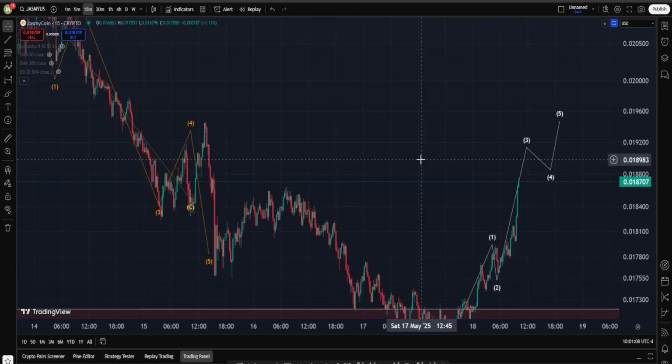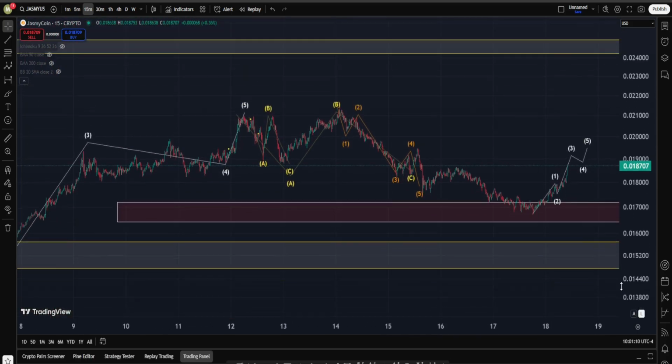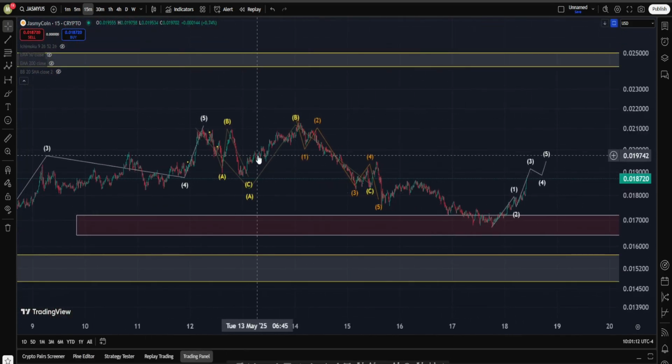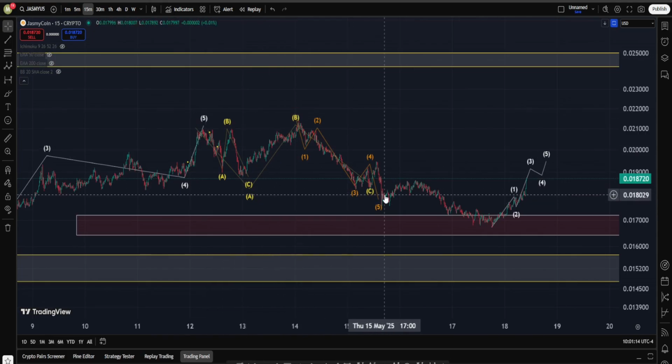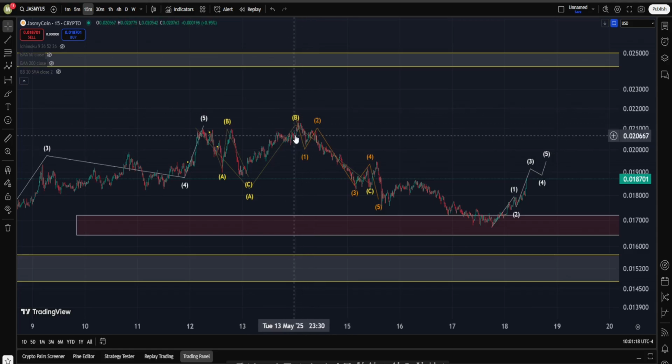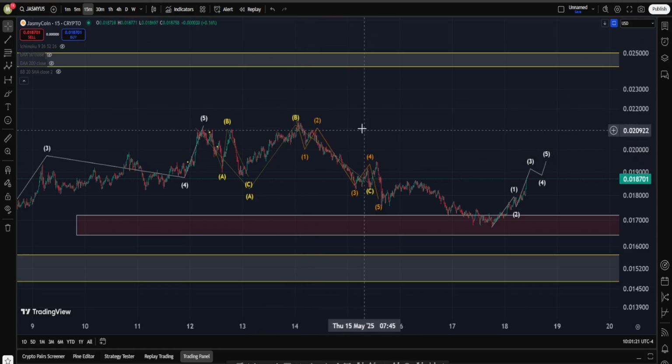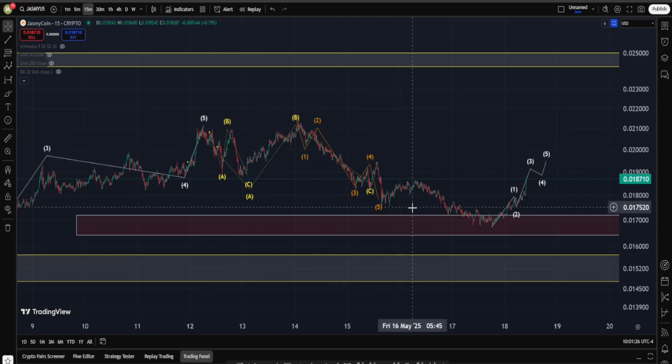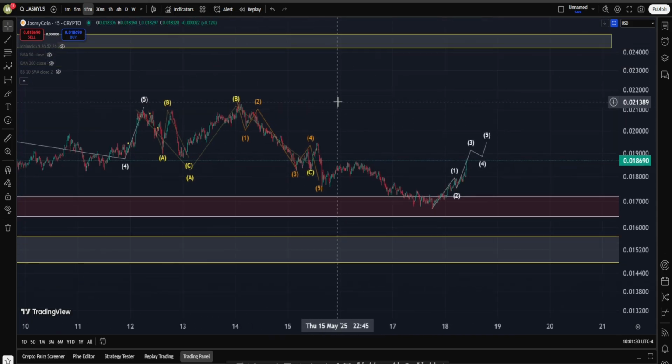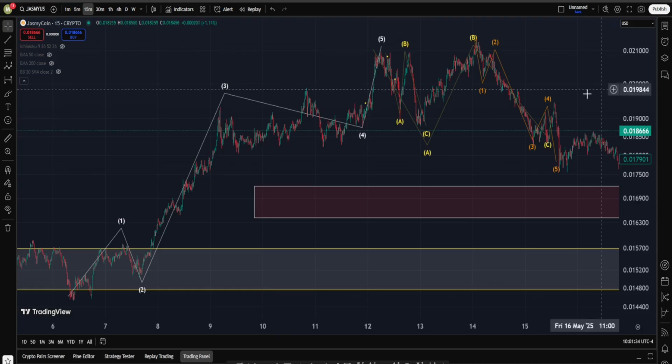Now if you remember, in the previous video we specifically talked about the potential of having an A, B, C in form of an expanded flat, which into our C leg we are allowed to identify a 5 wave impulsive structure. Now do not get me wrong, it is still possible to identify this whole structure as an ABC flat. However, I am now going to change some waves. Here is how. Let's zoom in more.